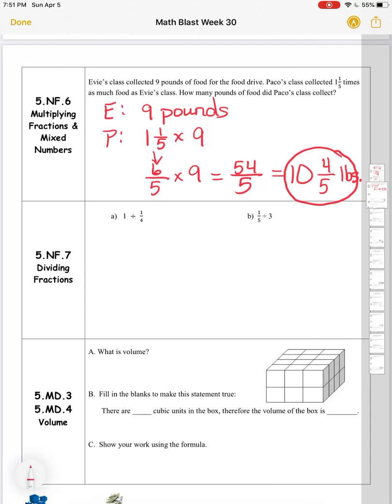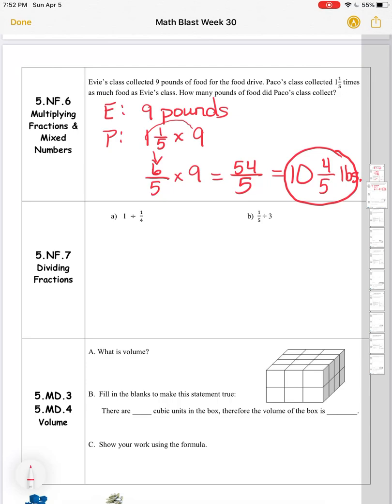Now, the other way we could have solved that too is I could have said, well, I know that 1 times 9 is 9, and 1/5 times 9 is 9/5, which is a whole. That gives us that 10 wholes and 4/5 more towards another whole. So we could have used the distributive property there.